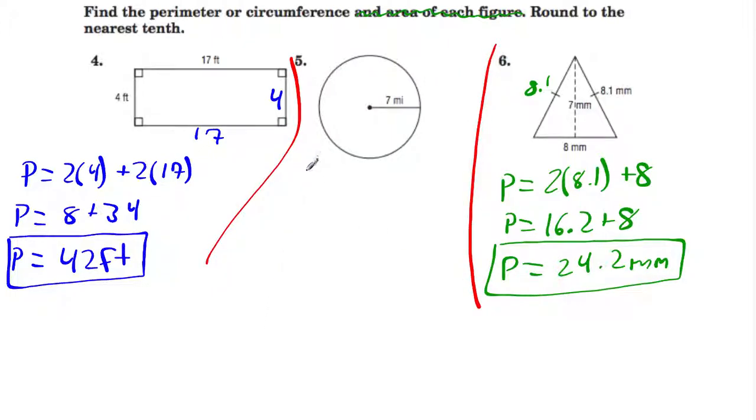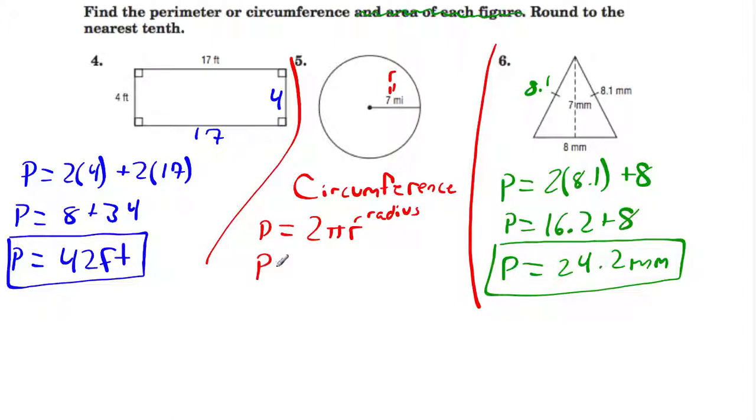Now circles, we didn't really discuss this. You may remember we actually called the perimeter circumference. It still means the distance around, but because technically this isn't one side, we're going to say this is the circumference, and the formula for this is 2 pi r. R is the radius. So this 7 here, that is r. So the perimeter is going to be 2 times pi times the radius, which is 7. So we're going to get that this is 14 pi millimeters.